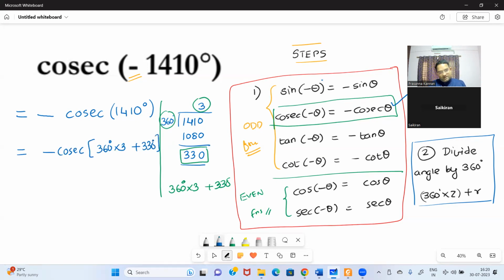Are you clear, Sai Kiran? Okay, now what is the next thing? If you rotate by 360 degrees, will it change the position or not? No, it will happen in the same position. Therefore I can remove it. So I can simply write it as what? 330 degrees, cosecant 330. Very good. Excellent. Okay, Sai Kiran, clear? Now I will tell you the next step.